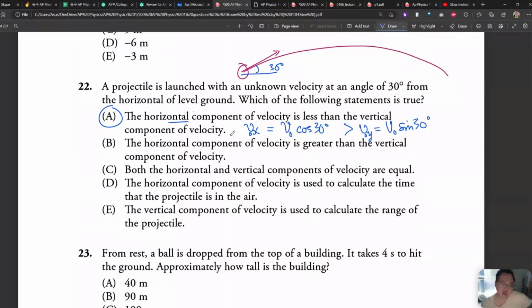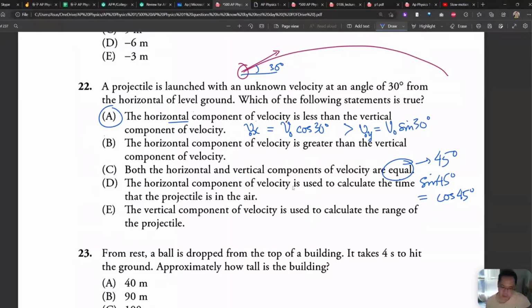But if we want to figure out why the others B, C, D, E are wrong: the horizontal component velocity is greater than vertical. That's wrong. It is completely opposite to A. If A is right, then B is wrong. Both horizontal and vertical component velocity equal. It is only equal when the angle is 45 degrees, because sine of 45 degrees is the same as cosine of 45 degrees.